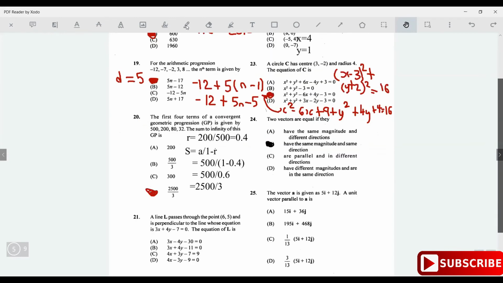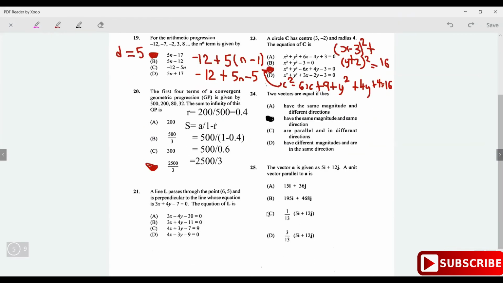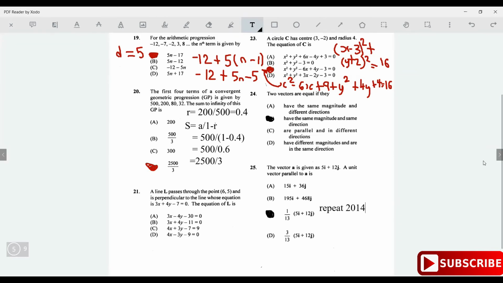All right, 25 is a big repeat question. That's 1 over 13 times 5i plus 12j. All right, this is a repeat of 2014.